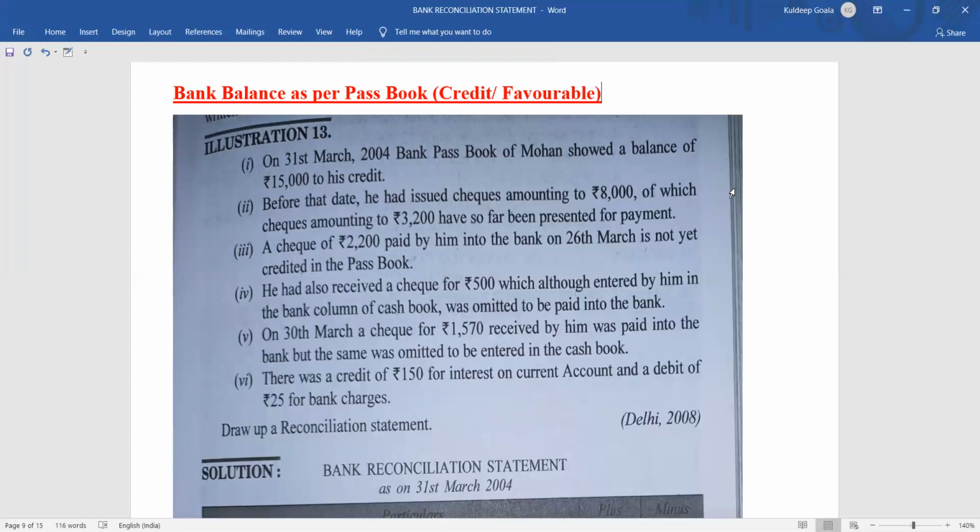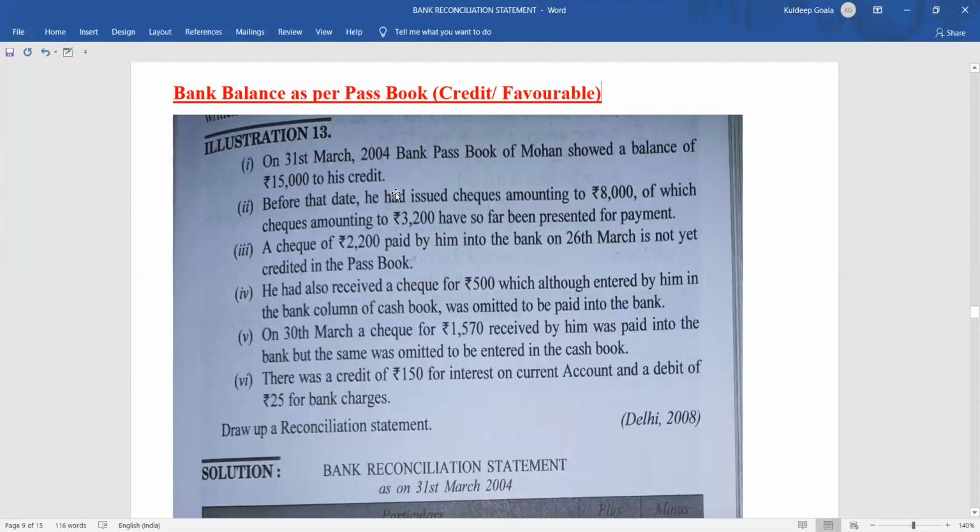Today we are going to take up a sum where we are going to start with the passbook, where the bank balance per passbook will be given and it will be a favorable balance. So let's start. Here's the question. On 31st of March 2004, bank passbook of Mohan showed a balance of 15,000 to his credit.